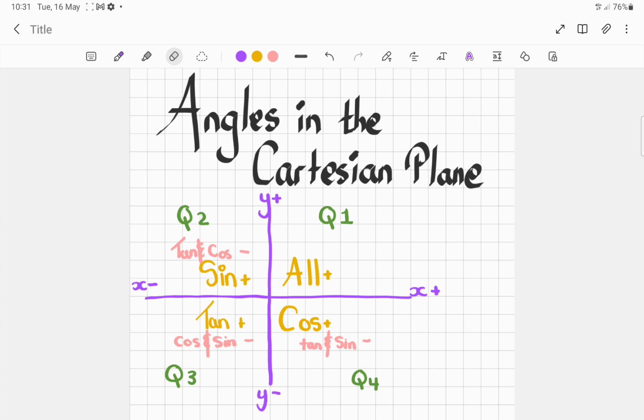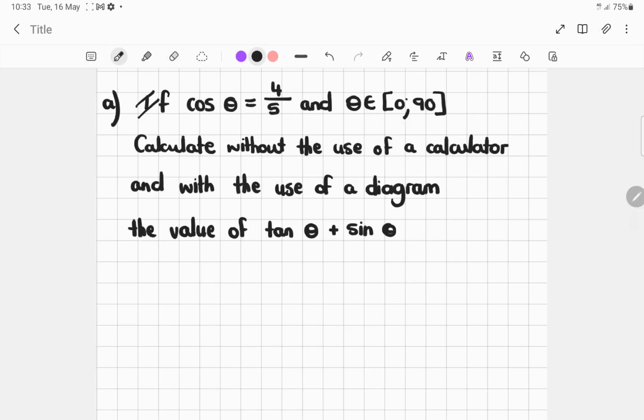So let's quickly have a look at what those questions look like. The hint here is that they will say it's without the use of a calculator and with the aid of a diagram. Then we know we have to draw onto the Cartesian plane in which quadrant it would fall, and then work out the other side that is not given with Pythagoras. Then we're going to replace all our x, y, and r values, and then we're going to be able to find the value of tan theta plus sine theta.